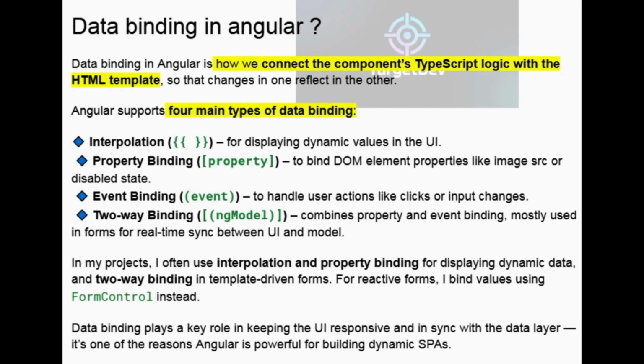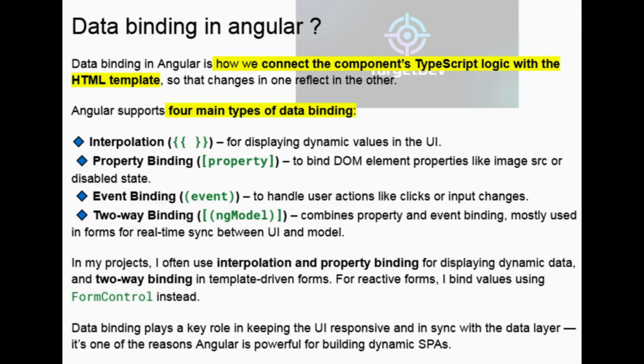What is data binding in Angular? Data binding in Angular is how we connect the component's TypeScript logic with the HTML template so that changes in one reflect in the other. Angular supports four main types of data binding.